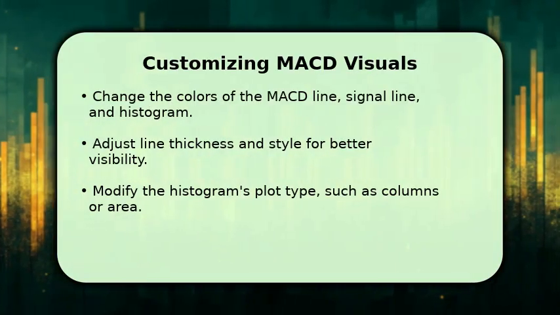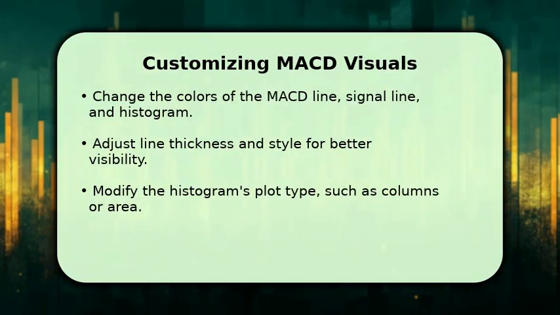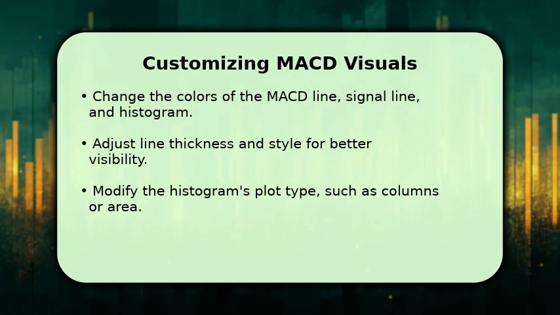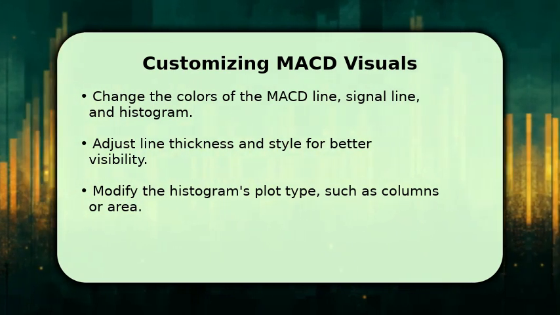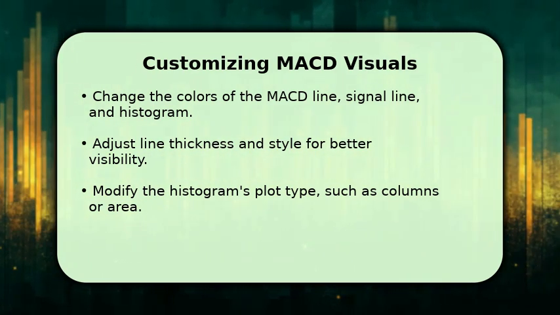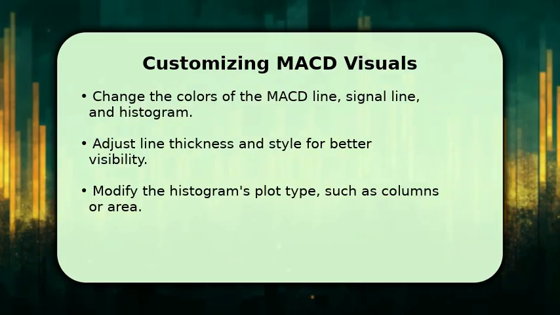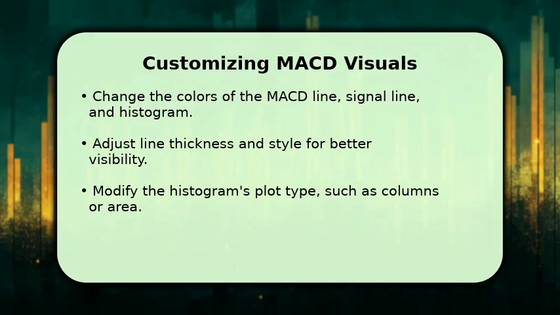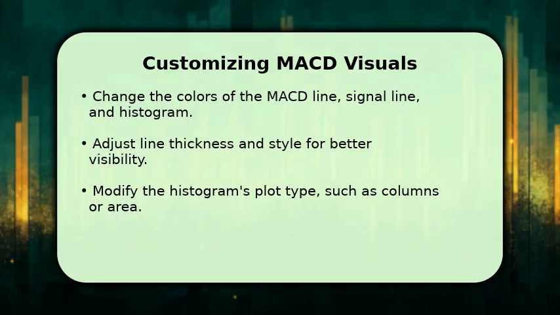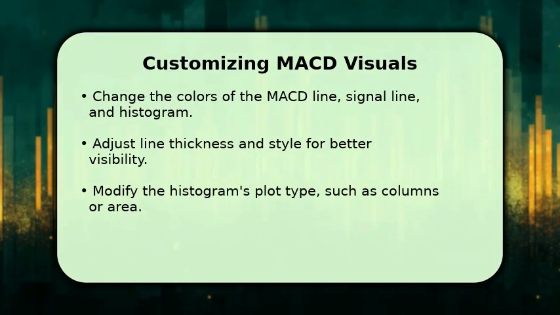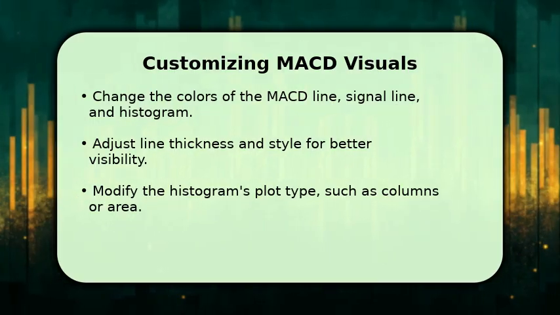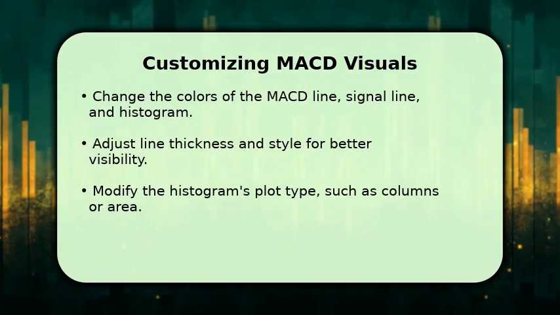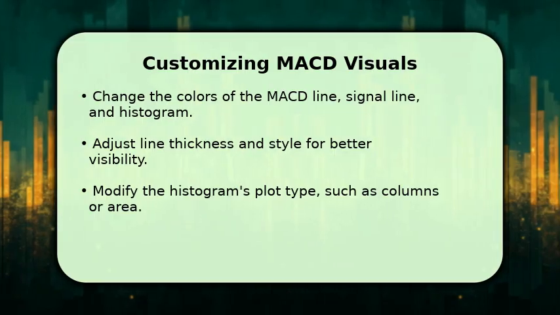Personalizing your MACD indicator can greatly enhance your chart's readability. Within the settings, navigate to the Style tab. Here, you can change the colors of the MACD line, the signal line, and the histogram bars. You can also adjust the thickness and type of each line. For the histogram, you might prefer columns over an area plot. Experiment with different combinations to find what works best for your visual preferences and analysis style.